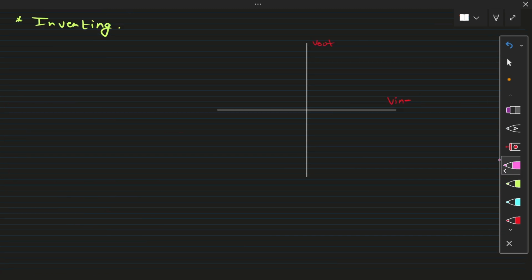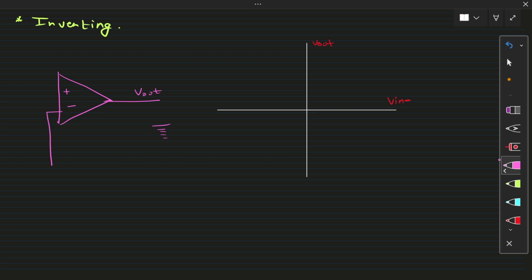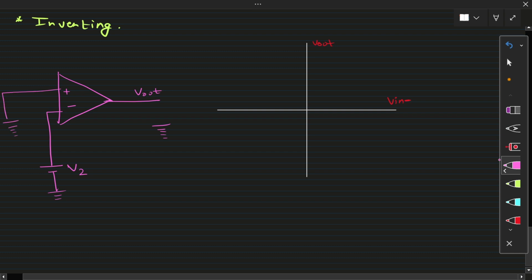Now let's see the inverting circuit using an operational amplifier. Let's suppose this is your operational amplifier, and here is your V output, which is measured with respect to ground. Now suppose you feed the voltage, let's say V2, to the inverting terminal, and the non-inverting terminal is grounded. Here the equation is V output equal to 0, as the non-inverting terminal is grounded, minus V2 times A naught. So V output is equal to minus A naught times V2.